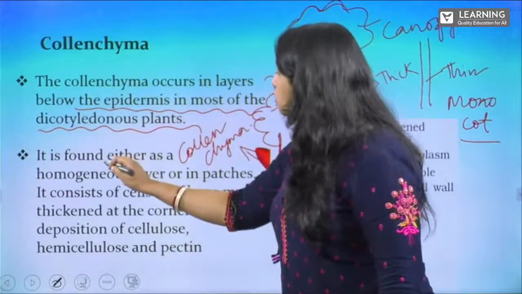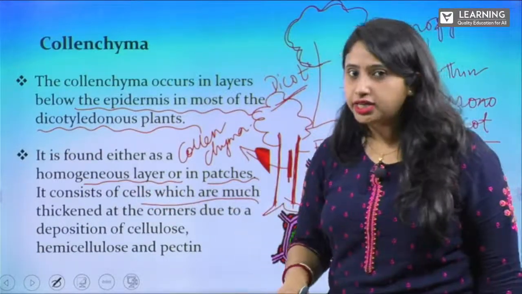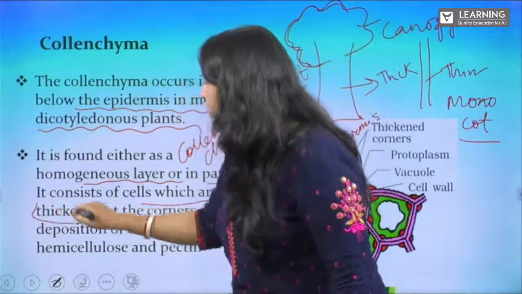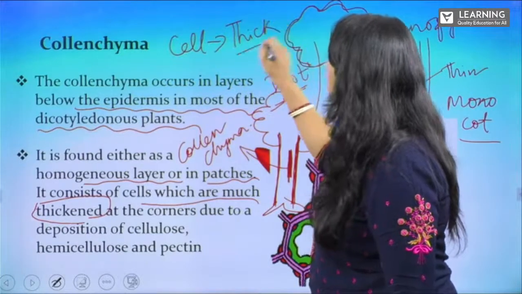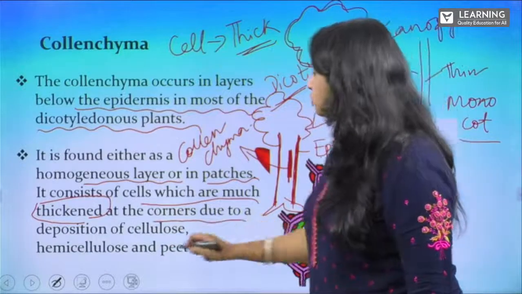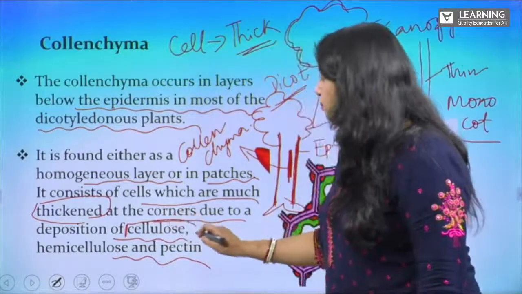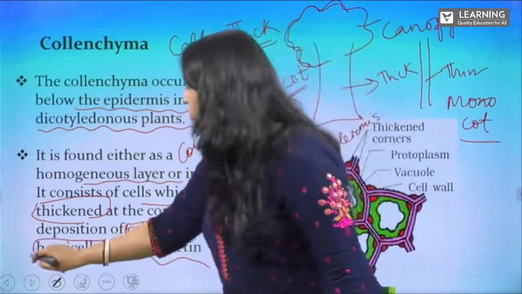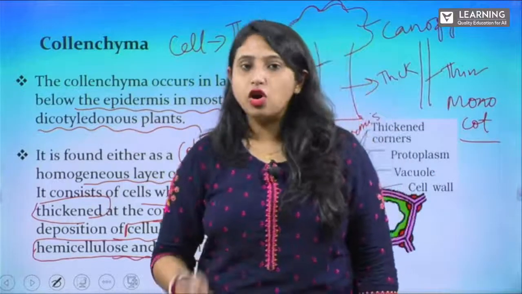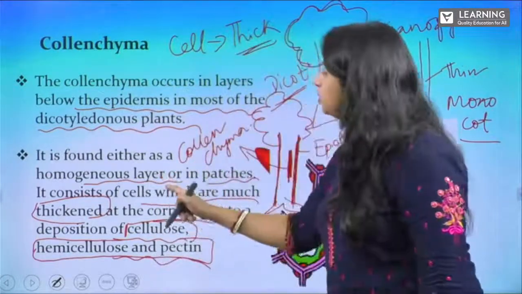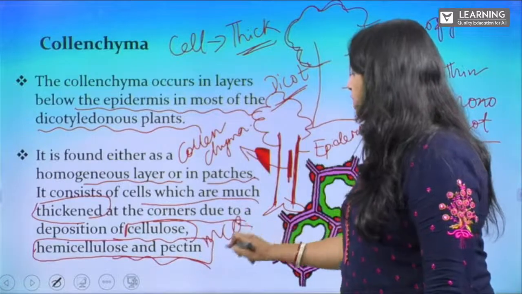See here, it is found either as a homogeneous layer or in patches. It consists of cells which are much thickened. So how are the cells? The cells are thick here, not thin. The cells are thickened at the corners due to the deposition of cellulose, hemicellulose and pectin. So what are the components present in the collenchyma? Cellulose, hemicellulose and pectin. Whereas in parenchyma, the cell wall consists only of cellulose. This can be your MCQ question too.